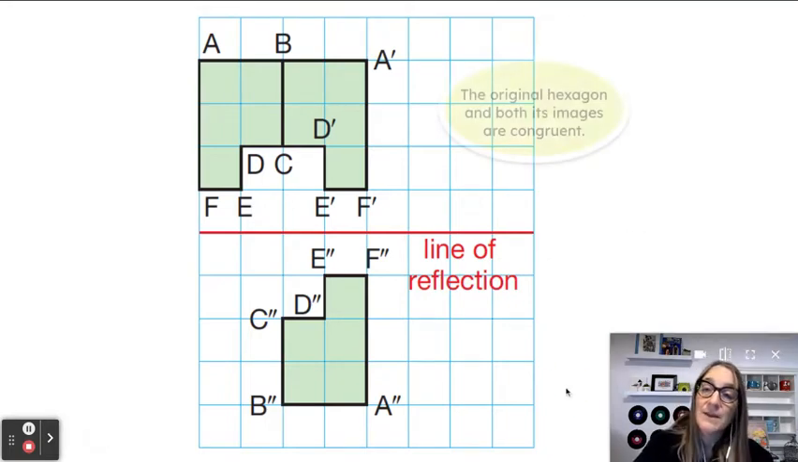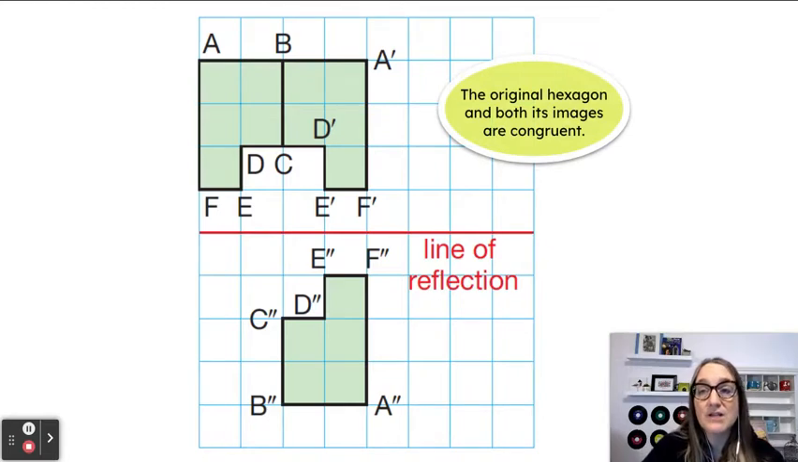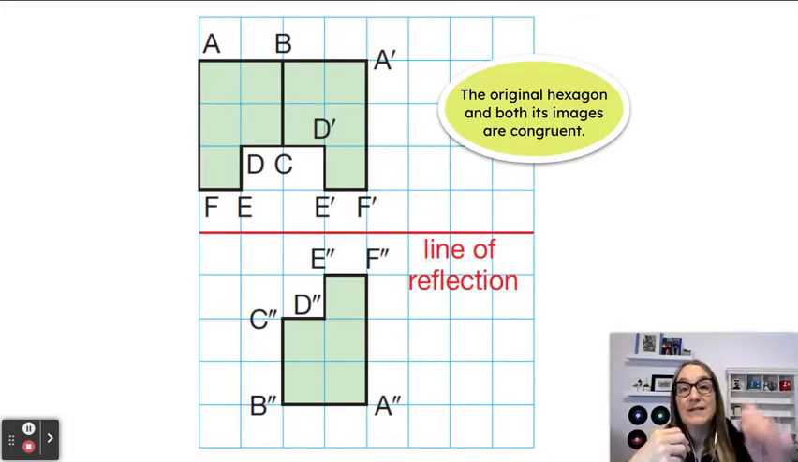And as with our rotation images, the original hexagon and both of its images are congruent. And again, we could prove that by tracing the shape, cutting it out, and placing it on top.